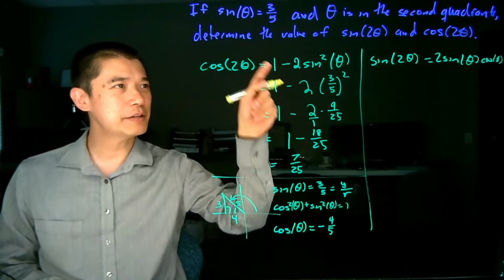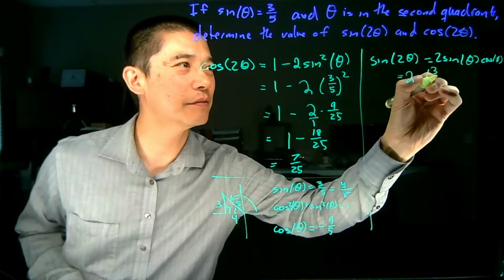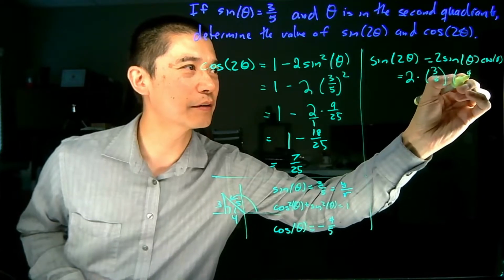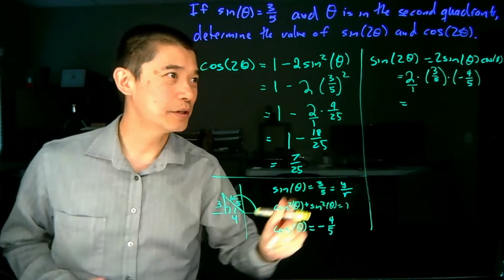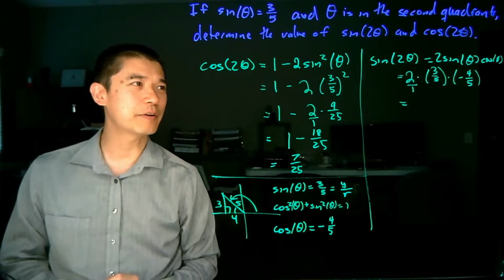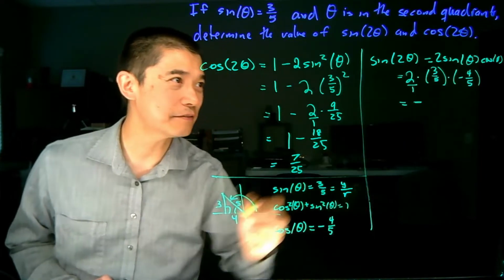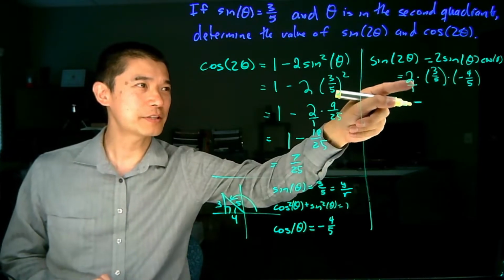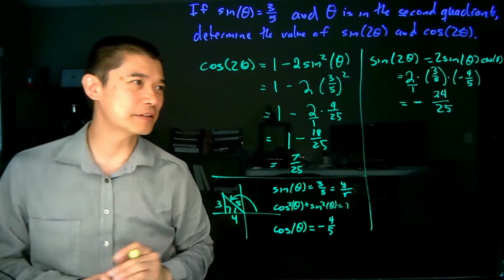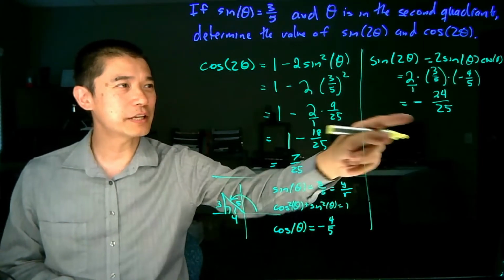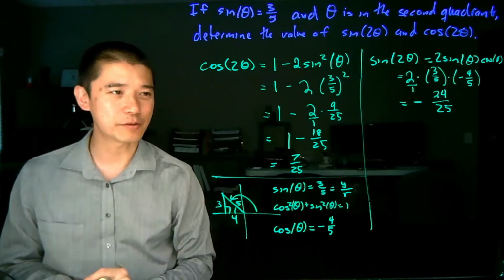Now that we have this value, it's just a matter of plugging things in. This is equal to 2 times 3/5 times negative 4/5. I'll go ahead and put it over 1. 2 over 1 times 3 over 5 times negative 4 over 5. So it's going to be positive, positive, negative. So it's going to be a negative. The numerator, 2 times 3 is 6. 6 times 4 is 24. Denominator is 5 times 5, which is 25. So sine of 2 theta is negative 24/25. And then cosine of 2 theta is 7/25.